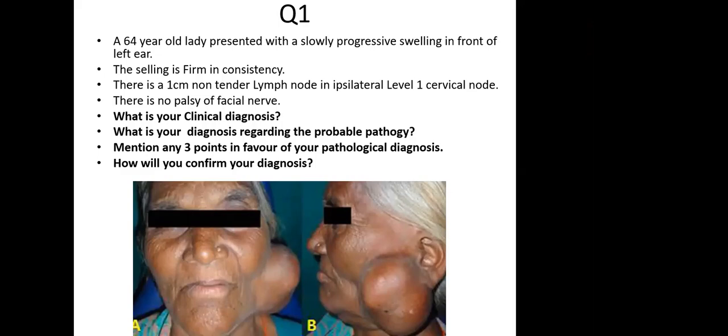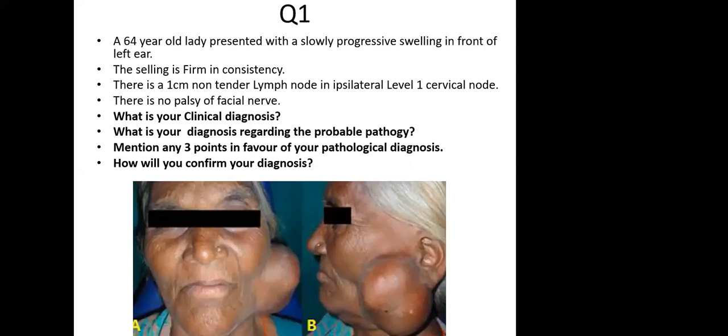This is a good answer for us, but the examiner may or may not like that answer, because the majority of the malignancies, except a low-grade mucoepidermoid, should call for a total radical parotidectomy.